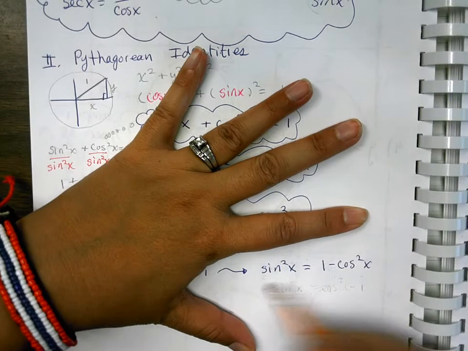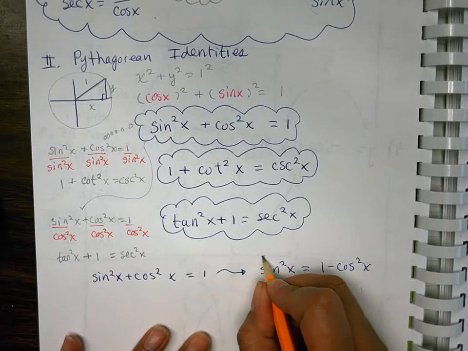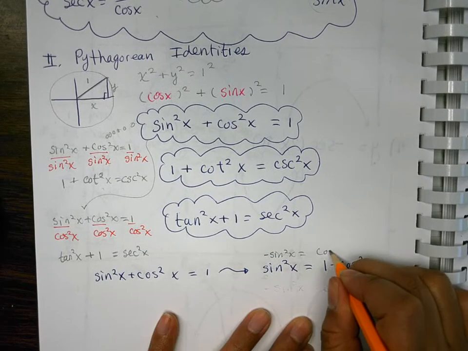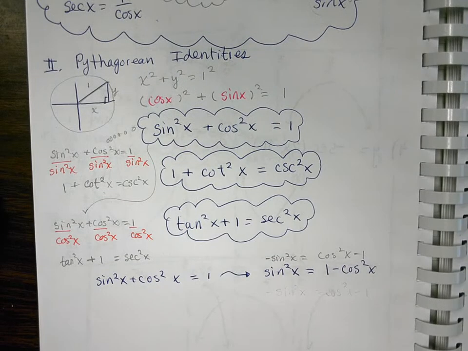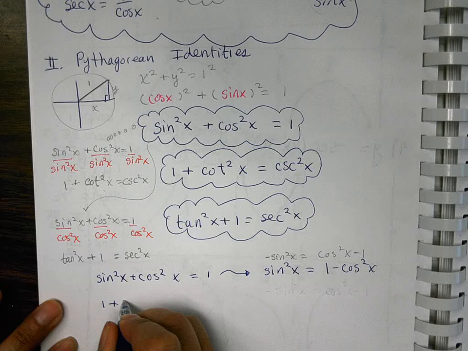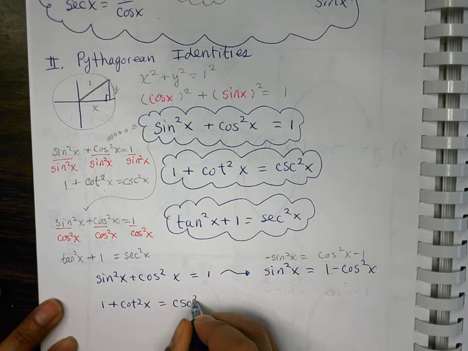If you have the room, leave it. Actually, I'll just write it a little smaller on top. What did we say? Negative sine squared x equals what? Cosine squared x minus 1. All right. Next one, I'm going to write the second identity. 1 plus cotangent squared x equals cosecant squared x.